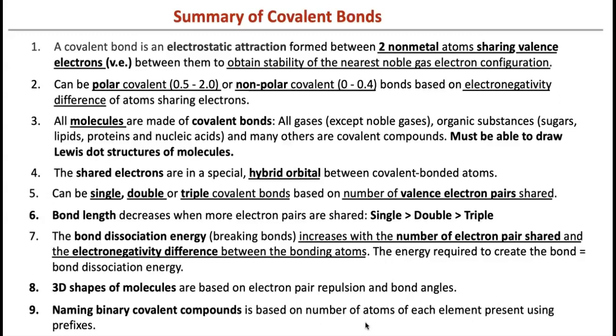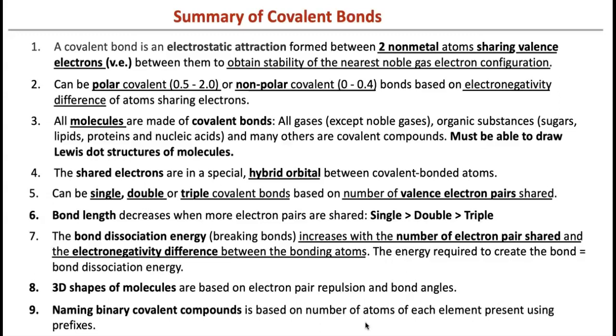Triple bonds have the lowest bond length, and single bonds have the highest bond length. Bond dissociation energy is the energy required for a breakup between two bonds. It increases when you have 3 electron pairs shared and is less when it's 1. Or if the electronegativity difference is high, then it's got a high dissociation energy. The dissociation energy of a bond is the same as the energy required to create the bond.